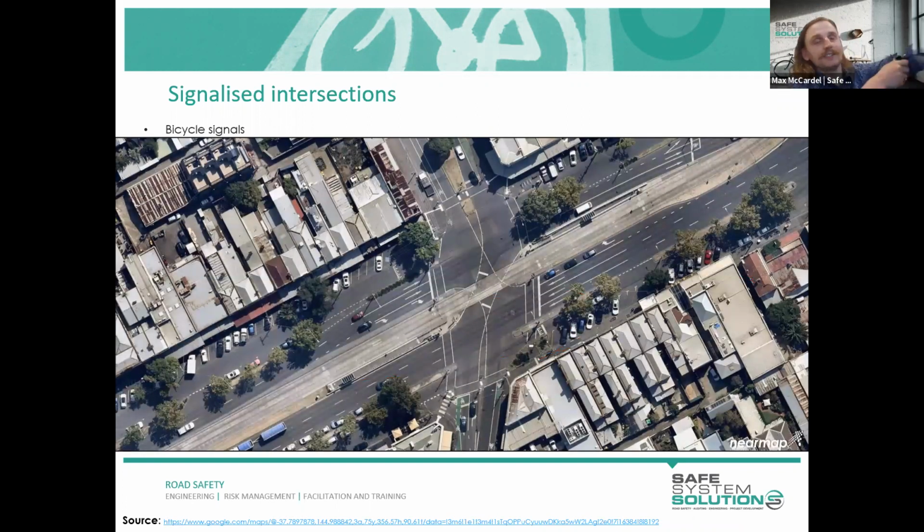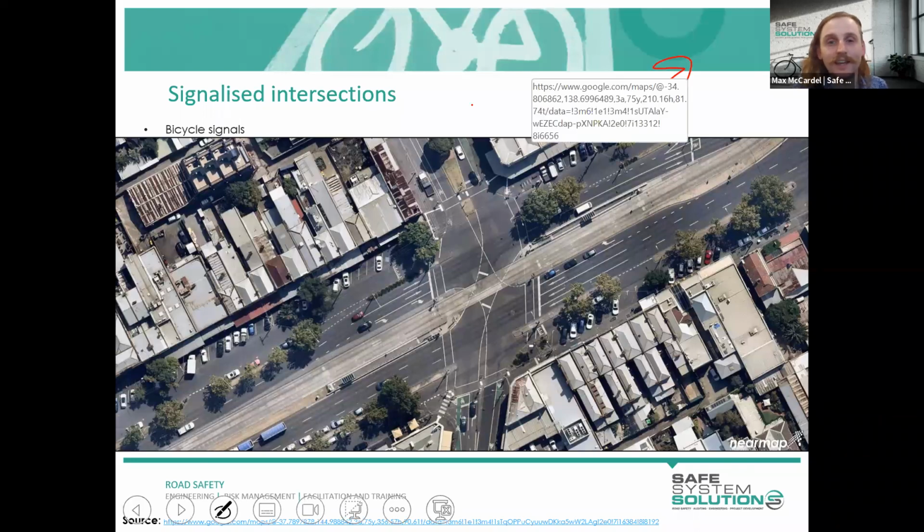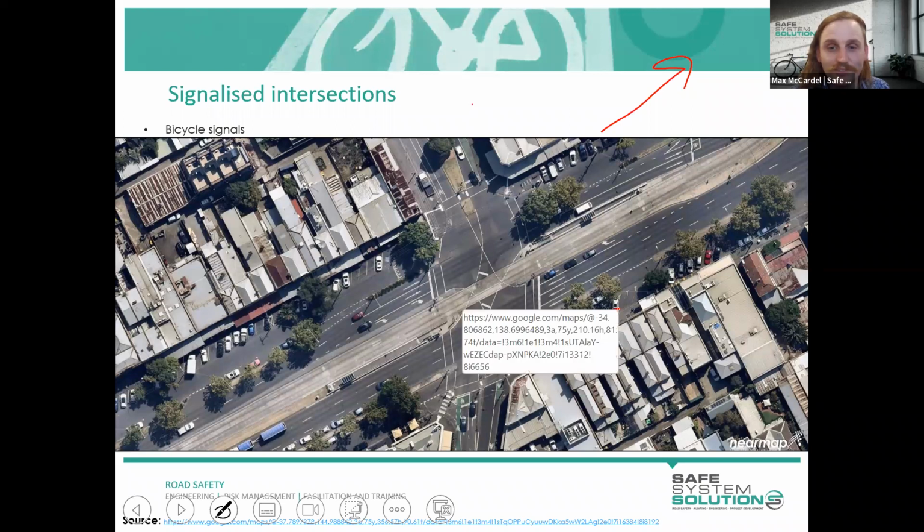Here's another anecdote while we're on the topic of bicycle signals. Big, complex intersection here in Melbourne that I also ride quite frequently. Access House used to be up here. And you can see there's a lot going on there. There's service roads, general traffic lanes. Of course, there's trams because it's Melbourne. Lots and lots going on.